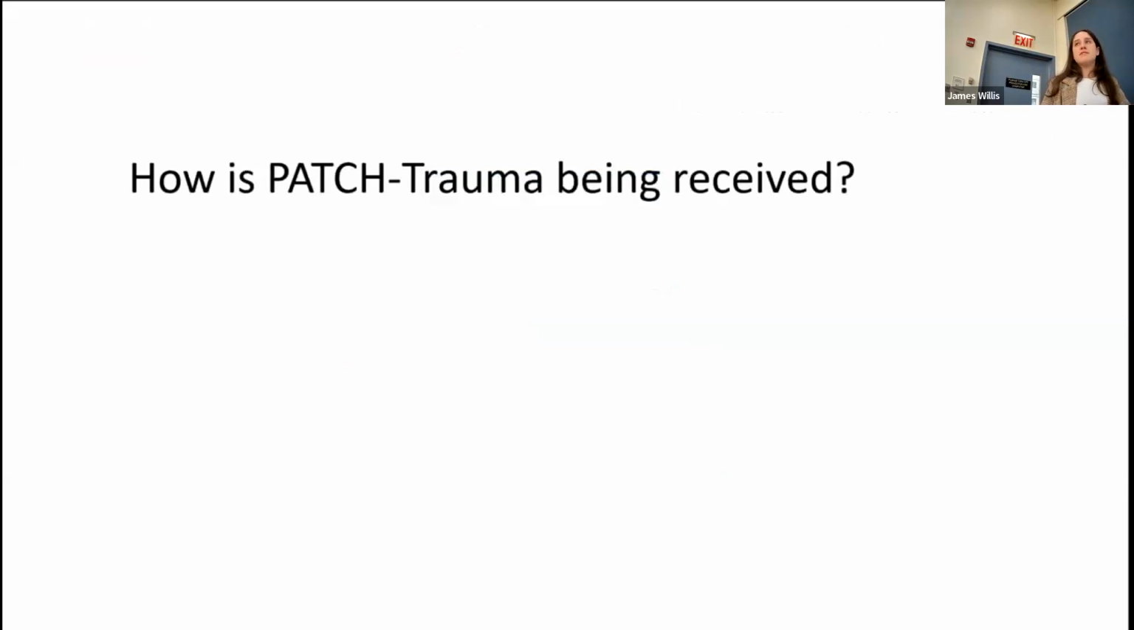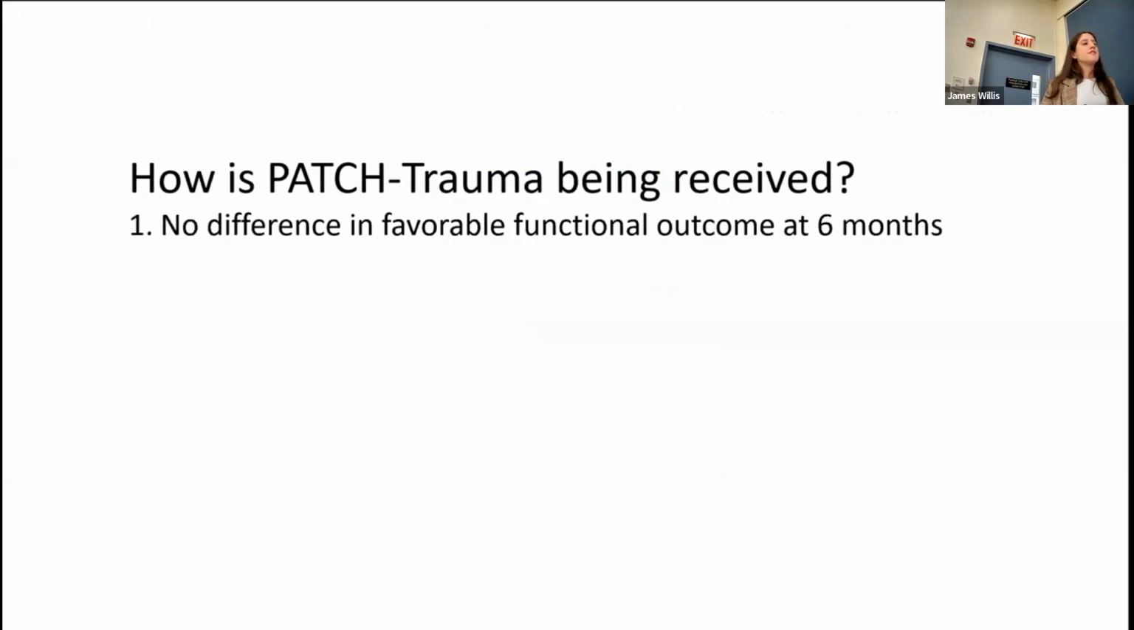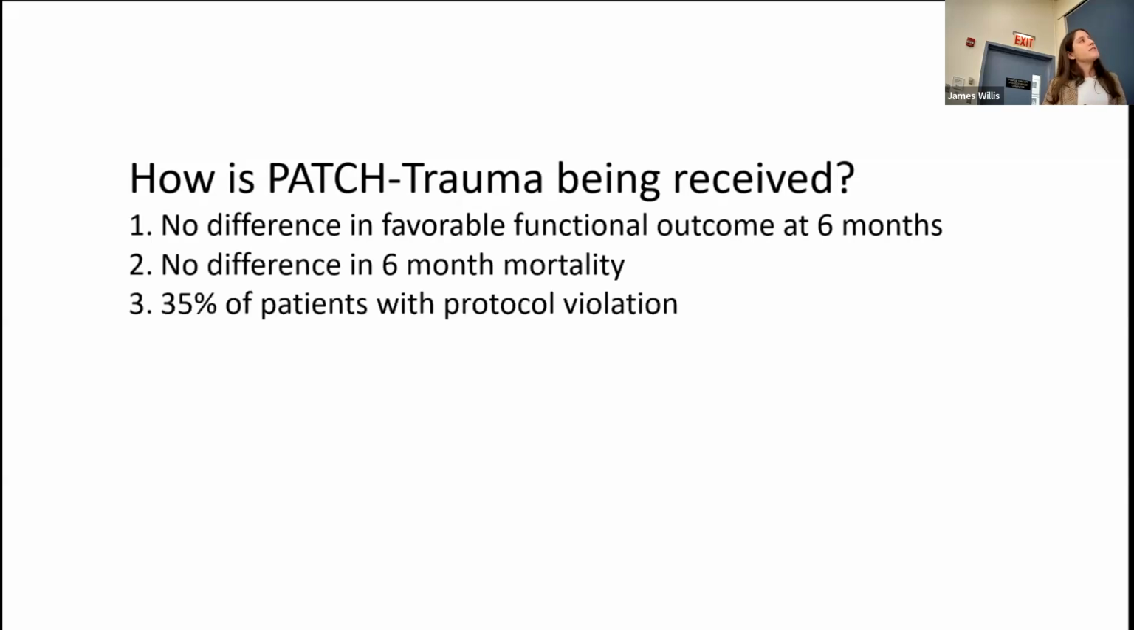So how are people receiving this new study? Some of the concerns that I've seen are that there's no difference in favorable functional outcome at 6 months. So why are we really using it if 6 months down the line, patients are equally disabled as when they first came in? They also found no difference in 6 month mortality. Again, same question. 35% of the patients had a protocol violation, so something to consider when analyzing the results. There was potential for selection bias depending on who got TXA.